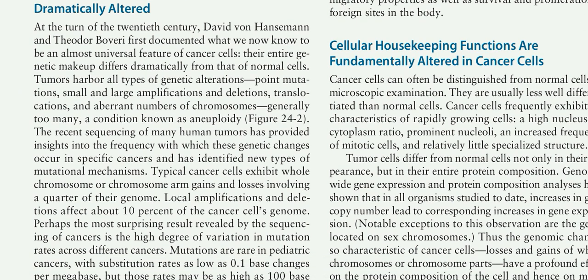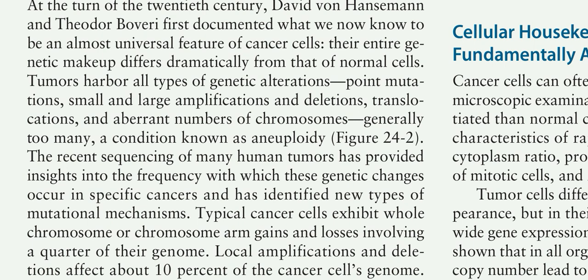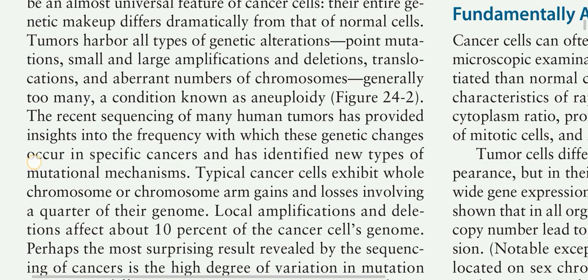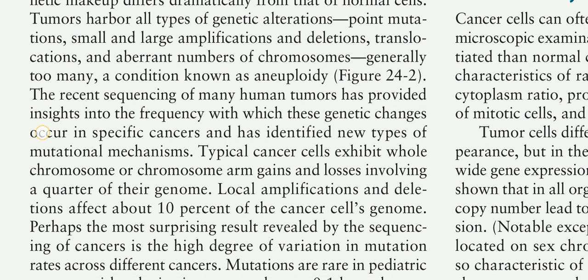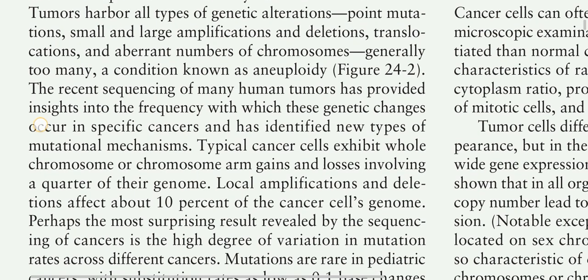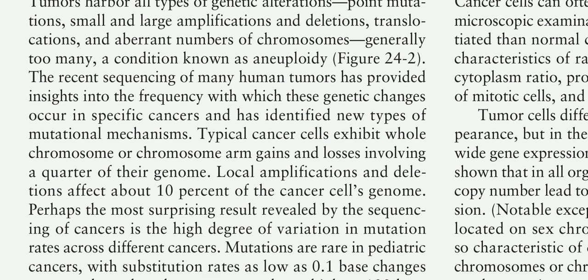The genetic makeup of most cancer cells is dramatically altered. At the turn of the 20th century, David von Hansemann and Theodor Boveri first documented what we now know to be an almost universal feature of cancer cells. Their entire genetic makeup differs dramatically from that of normal cells. Tumors harbor all types of genetic alterations: point mutations, small and large amplifications and deletions, translocations, and aberrant numbers of chromosomes, generally too many, a condition known as aneuploidy.